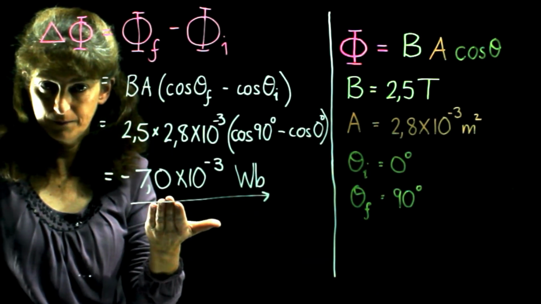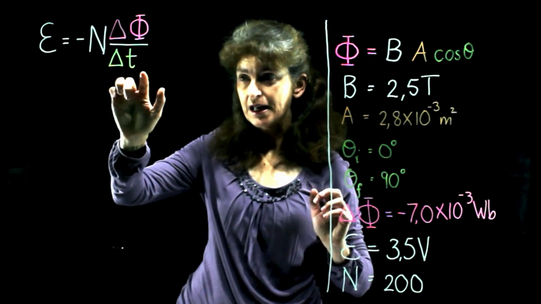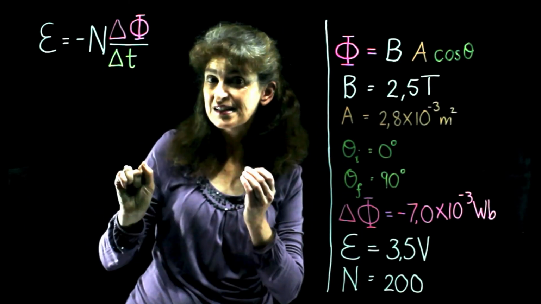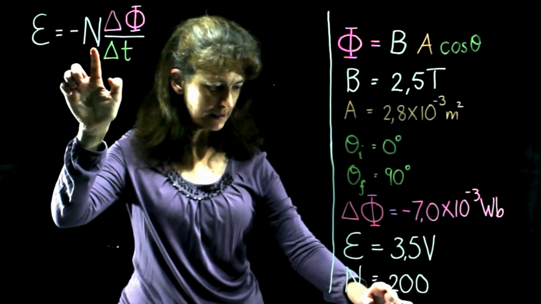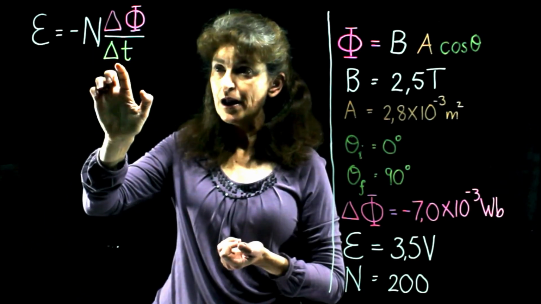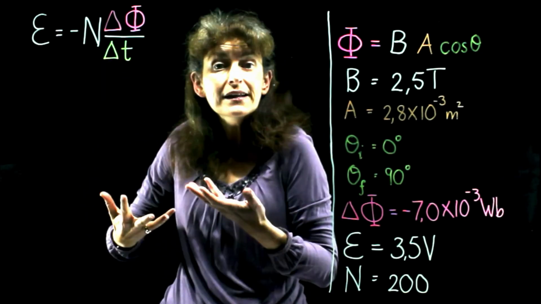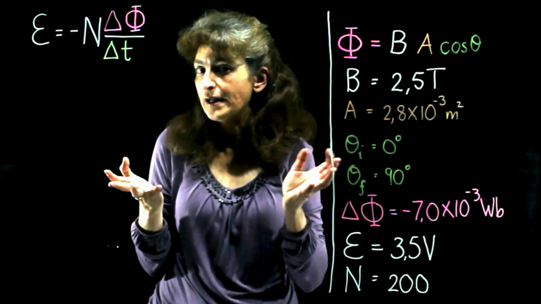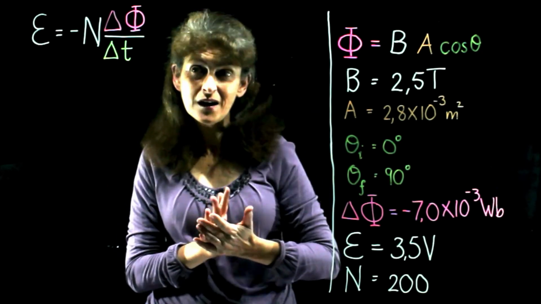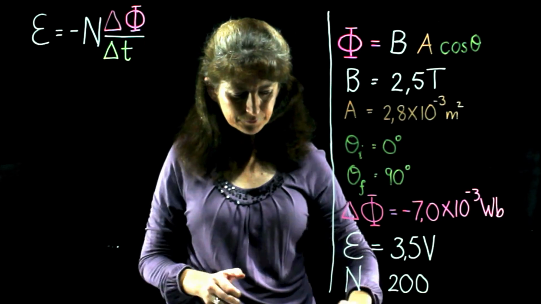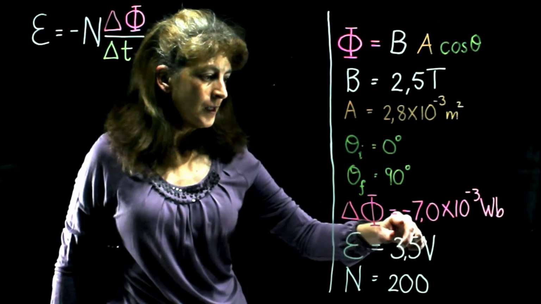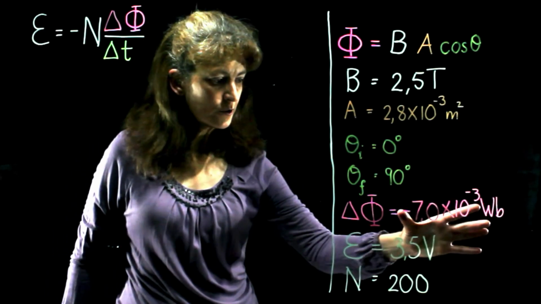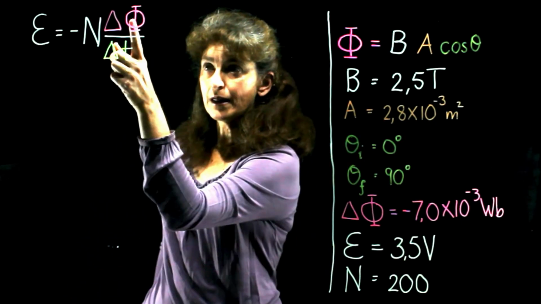That's why it's negative. Now we're asked to calculate how much time that rotation must have taken, if the EMF that it induced is 3,5 volts and the number of windings is 200. So the unknown value is not already the subject of the formula. So that adds a little bit of complexity with the algebra, but otherwise it's really very easy. We've already calculated the change in magnetic flux linkage. This I copied down from the previous question. So we simply need to substitute that in there.